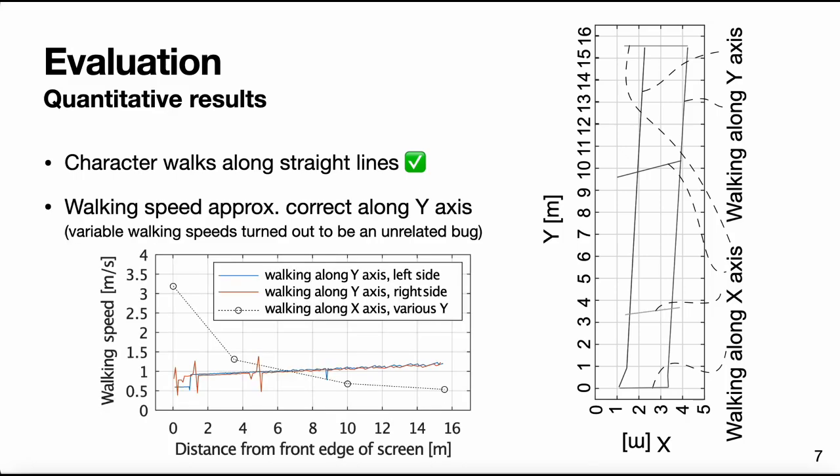Then I also evaluated the walking speeds, and there I found out something interesting. So if I walk along the y-axis, so up and down on the screen, the speed is actually pretty constant and about the speed that you would expect, around 1 meter per second. However, if I walk from left to right or right to left, I had wildly varying speeds. So in the front of the screen, like in the bottom of the screen, it was very fast, and the further I went back in the scene, it became slower. And it turned out actually that this was a bug in Escoria, and we could actually fix that bug.